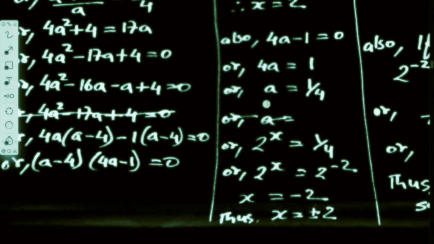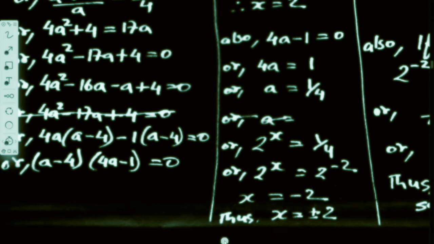In place of a, we should keep 2 power x. Now, 2 power x equals 1 by 4, or 2 power x equals 2 power minus 2. Here 4 means 2 square, and this lower one comes up, then the sign should be changed from plus to minus. So 2 square becomes 2 power minus 2. Now the base is the same, so therefore x equals minus 2.